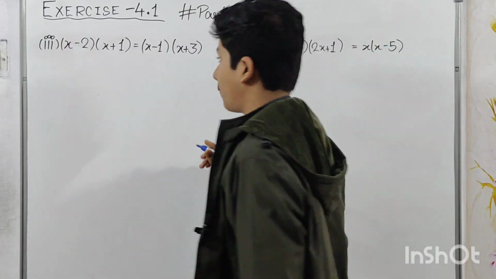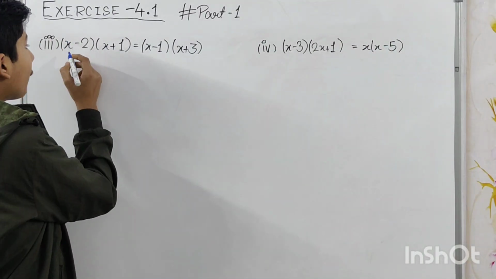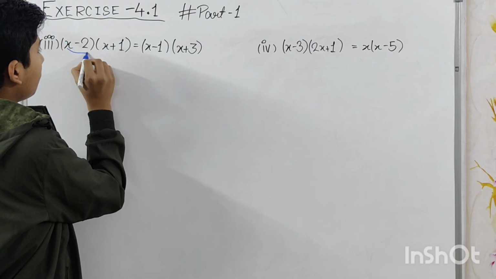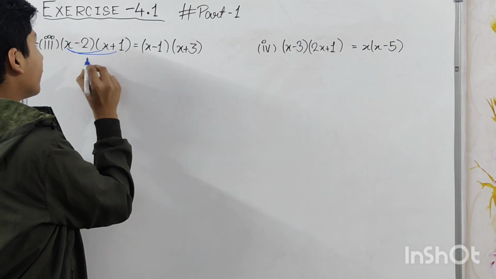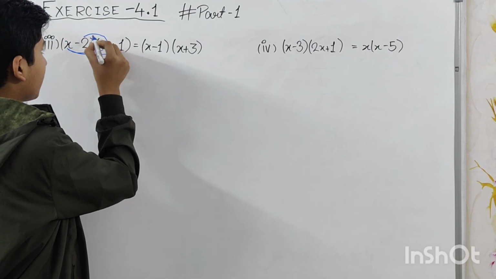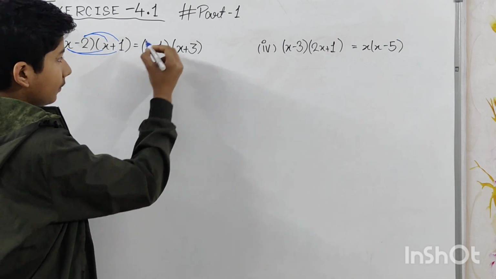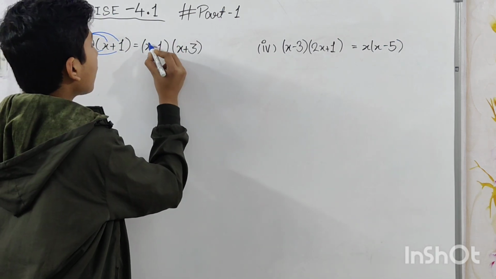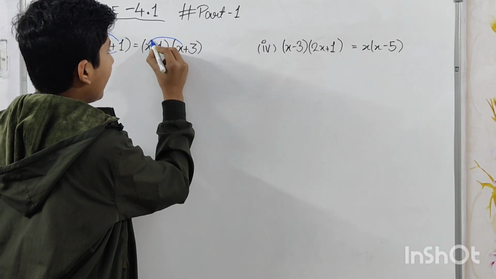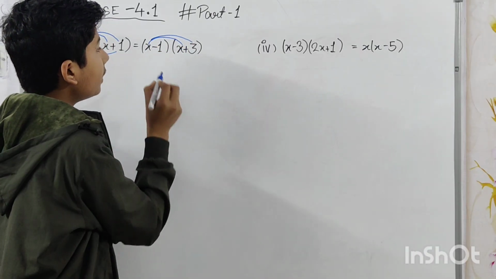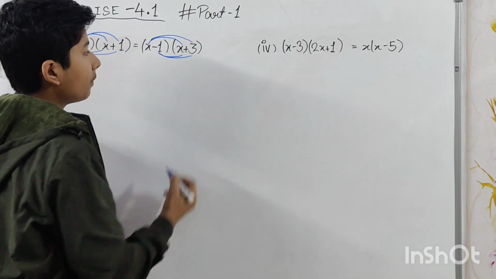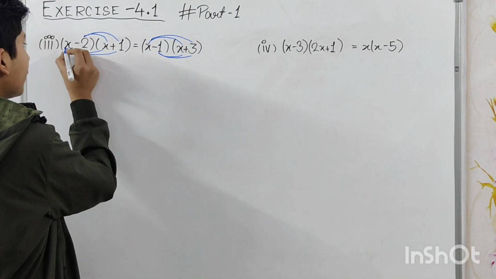Let's continue with these parts. So first of all, there are two brackets. So firstly, this x will be multiplied with x and then with 1. Then this minus 2 will be multiplied with x and then with 1. Similarly, on the right side of equal to, x will be multiplied with x and x will be multiplied with 3 also. Minus 1 with x and minus 1 with 3. Let's do this first of all.